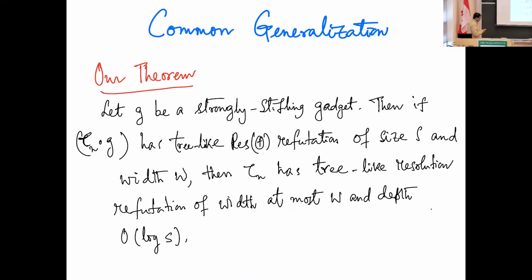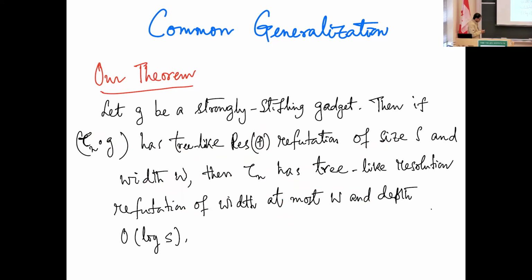Now you start with, again, a lifted formula. Now G is a slightly different gadget. We will come to the nature of the gadget later. So look at a lifted contradiction. If it has a tree-like Res(lin) refutation of size S and width W, then you can extract a tree-like resolution refutation whose width is preserved, it's at most W, and the depth is order log S. So you can shrink the depth, keeping the width intact. Okay, so that's the common generalization.